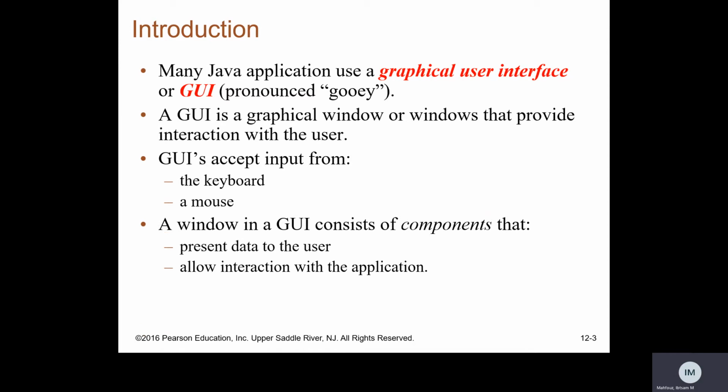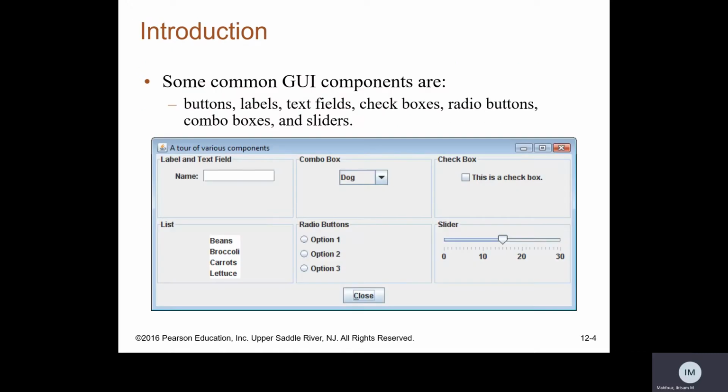When you are designing a GUI, you're going to have a window or a bunch of windows. These windows consist of components that allow the user to enter data, to present data for the user to see, information that's being shown on your GUI screen, and allow interaction: ask for input, give something back. We are going to learn how to do all that.